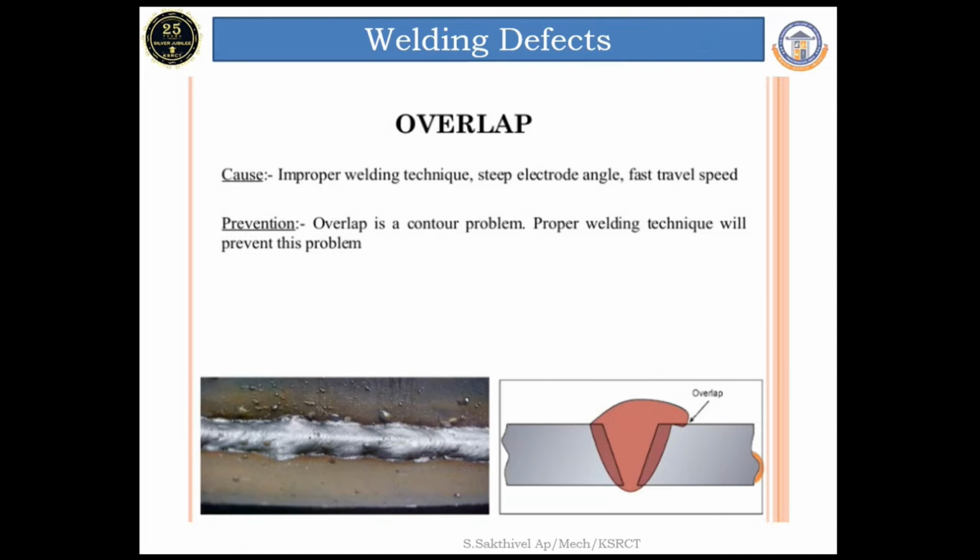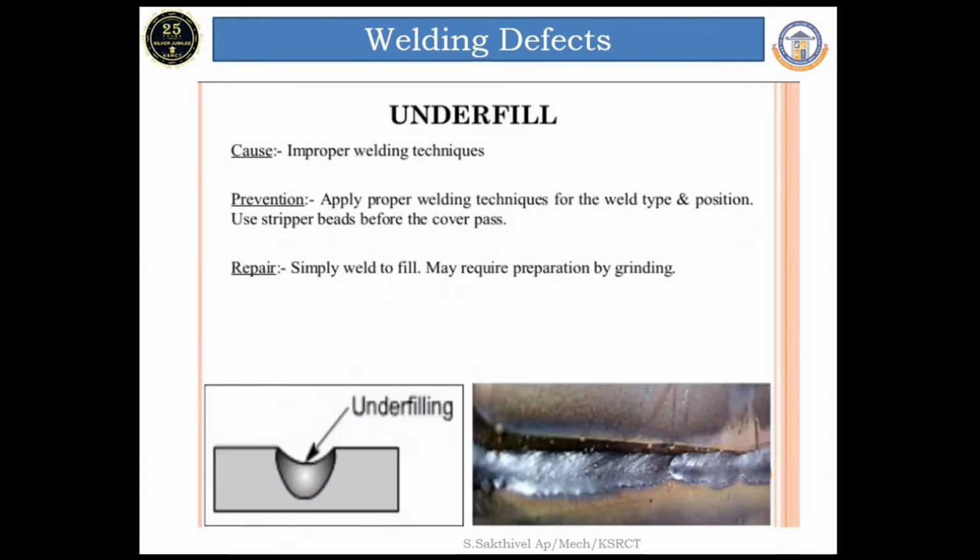Next, we're going to see about underfilling. It is caused by improper welding techniques. How are we going to prevent this? Apply proper welding techniques for the welding type and position. Use stringer beads before the cover pass. Repair means you simply weld to fill. It may then require preparation by grinding. After the welding is done, we remove the excess by means of the grinding process.